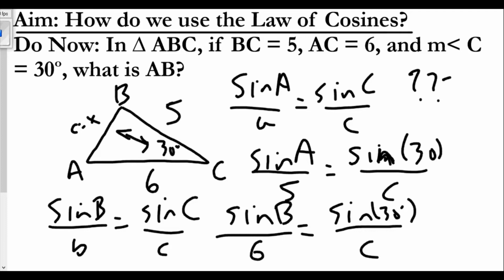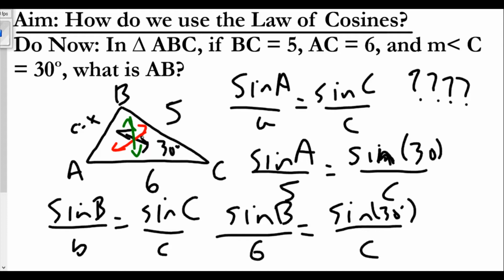So now comes the big question. How are we going to find this? We can't use law of sines. A lot of it has to do with the fact we said before that with law of sines, you need the angle measure and the measure of the side opposite. Here we have an angle measure, but we don't know the side opposite angle C. We have the side opposite angle A, but we do not know the measure of angle A. And we have the side opposite angle B, but we do not know the measure of angle B.